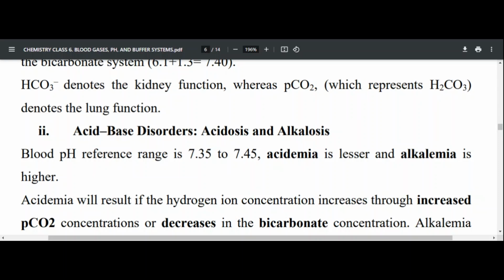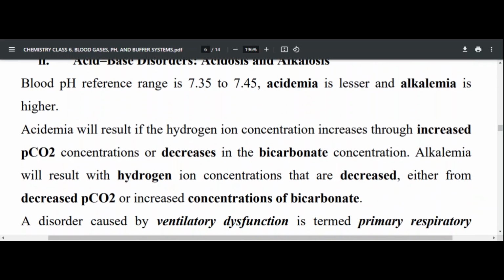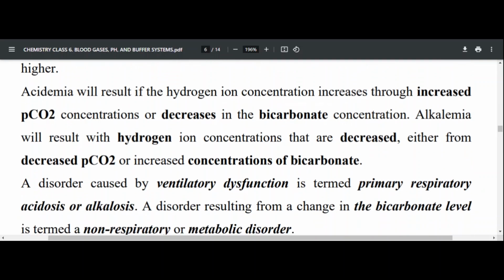And acidemia will result if hydrogen concentration increases through increased partial pressure of CO2 or decrease in bicarbonate concentration. So this is what happens for a patient to experience acidemia. It is only when there is an increase in CO2 or a decrease in bicarbonate that there will be acidemia. But alkalemia is a result of decrease of hydrogen ion concentration, decrease of CO2, or increase in bicarbonate ion. So all of these will be associated with alkalemia.